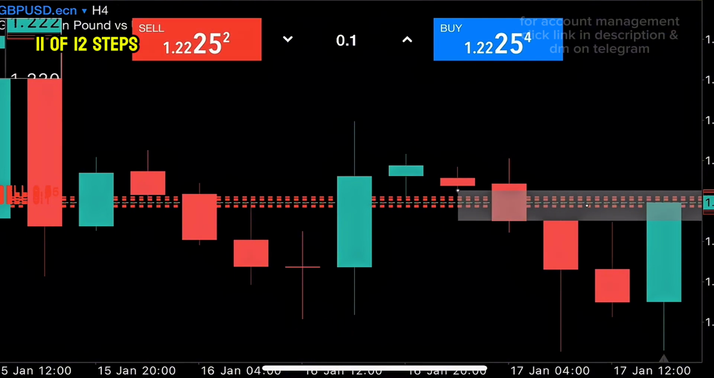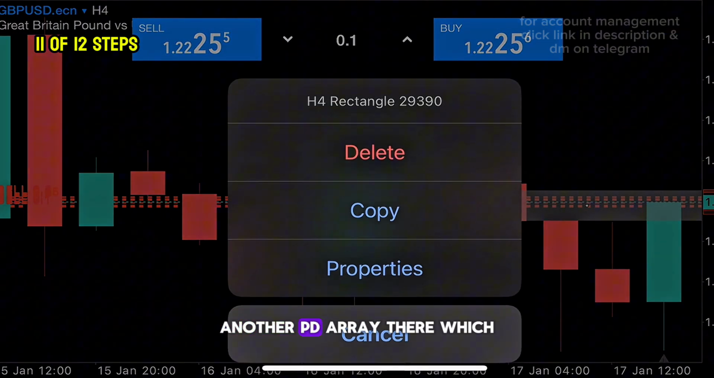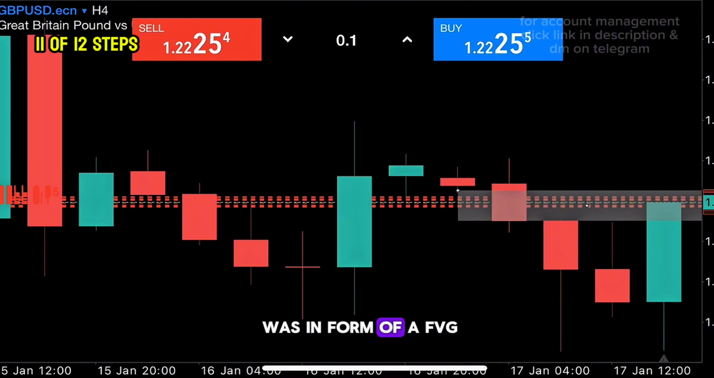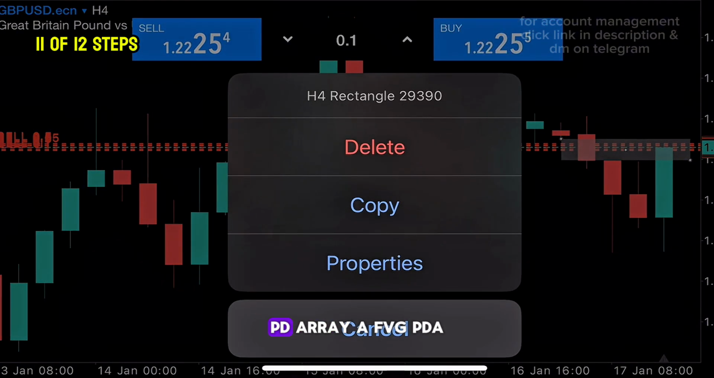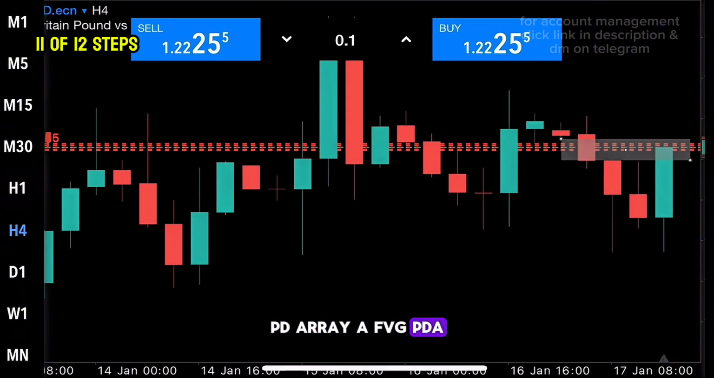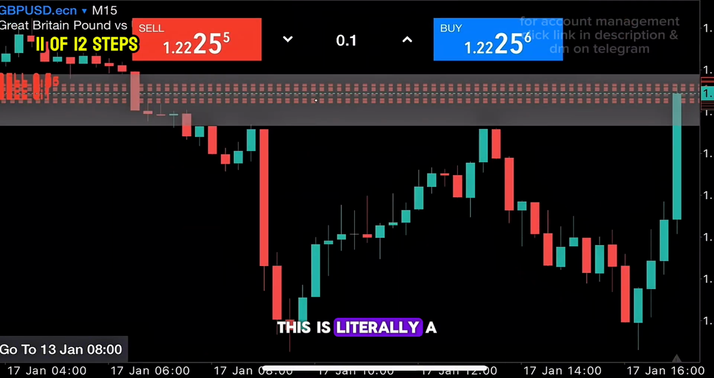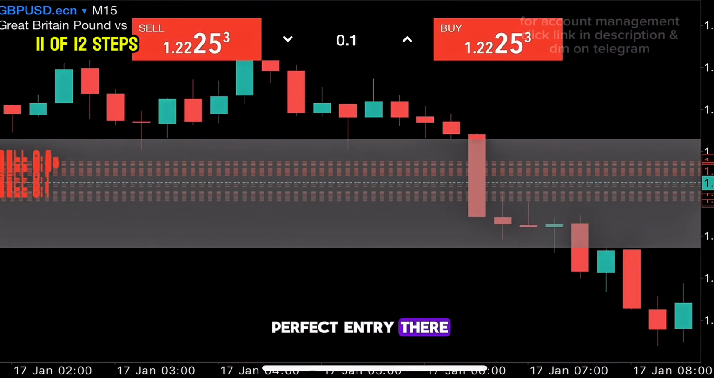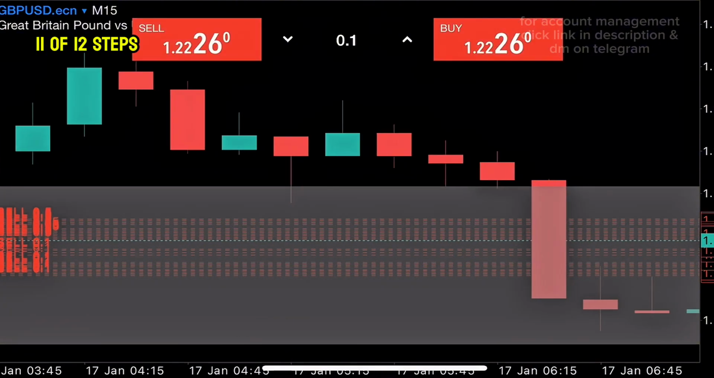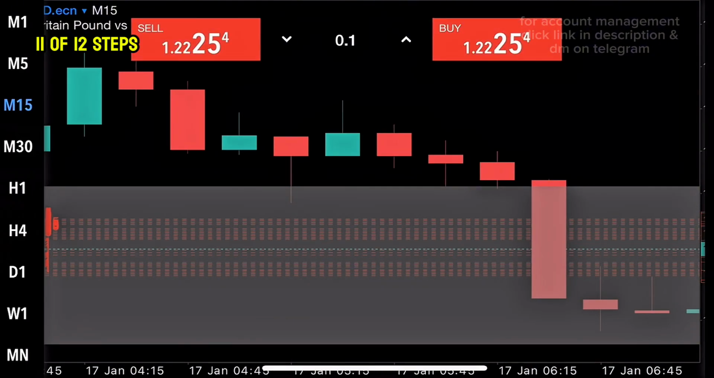And if you look at that point there, you can see there was another PD array there, which is in the form of a FVG. Look at the space between that candle there. That's it. A supply zone PD array, a fair value gap PD array. What else do you want? This is literally a perfect entry there. That's it. A perfect entry, and it was even giving us 50% mitigation.